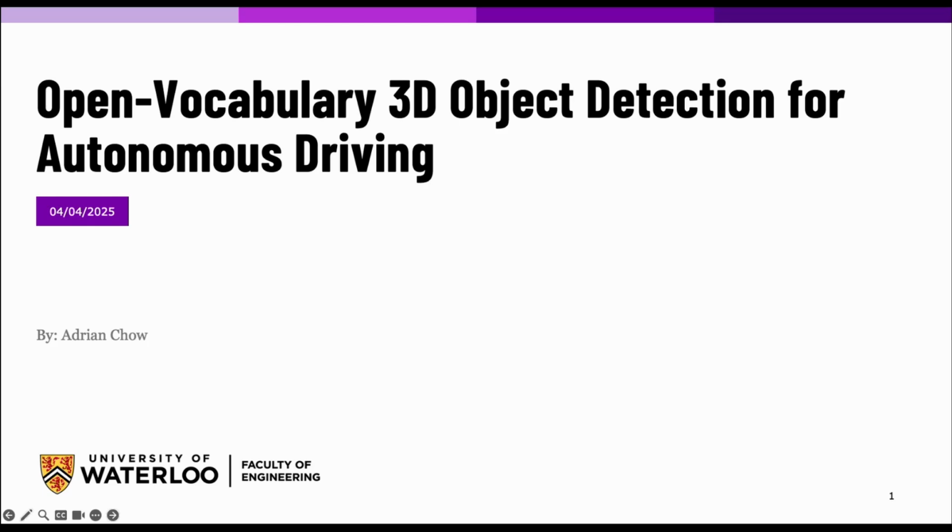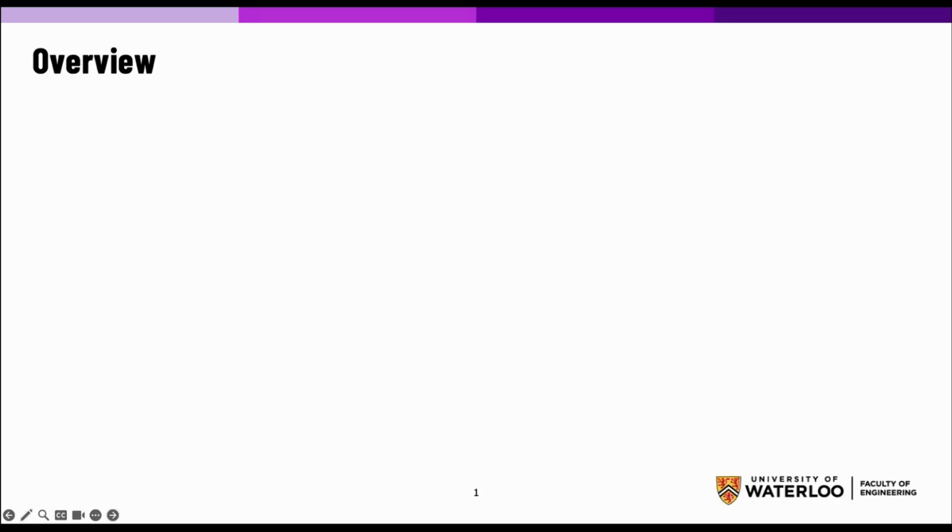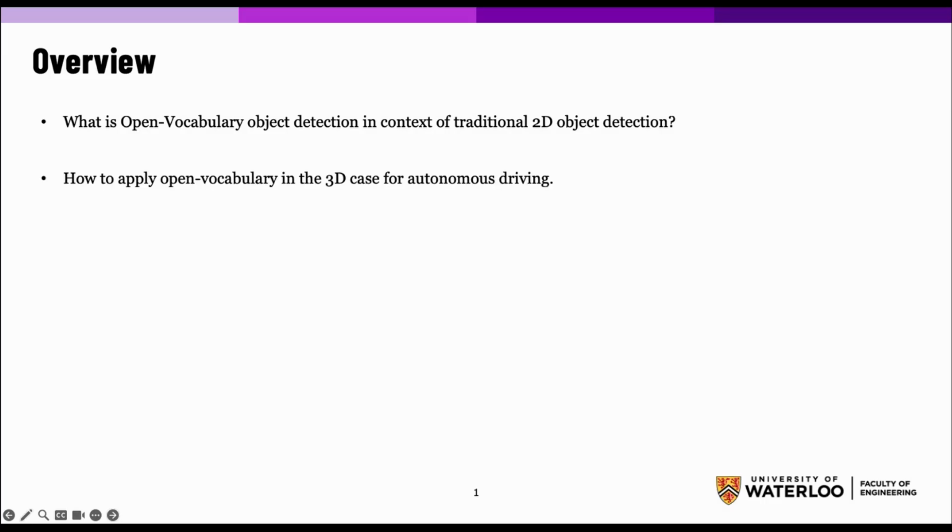And what I'll do this lecture is go over two main things. What is this idea of open vocabulary? And to begin, we'll start with the context of 2D object detection, and then how we can apply this for the 3D case with regards to autonomous driving.